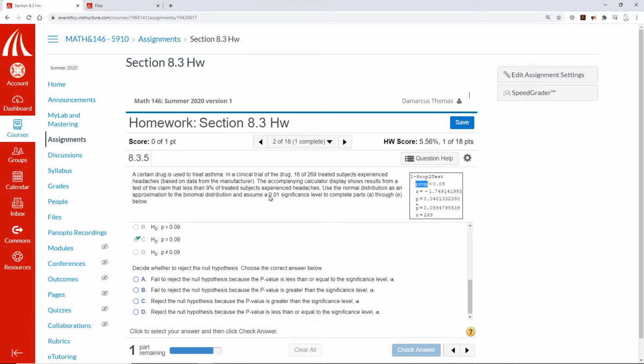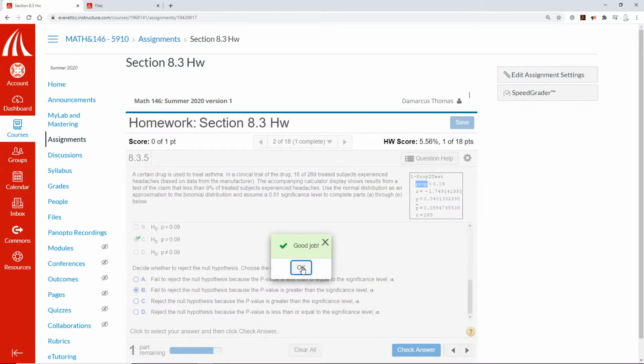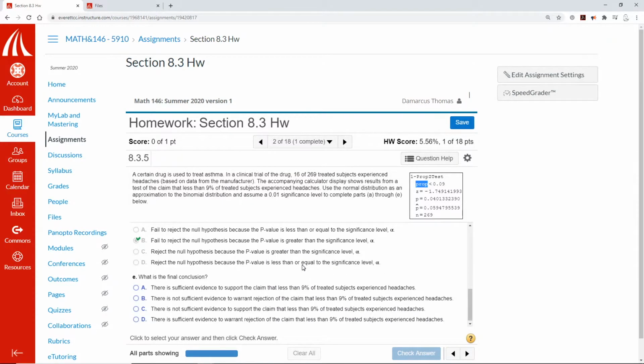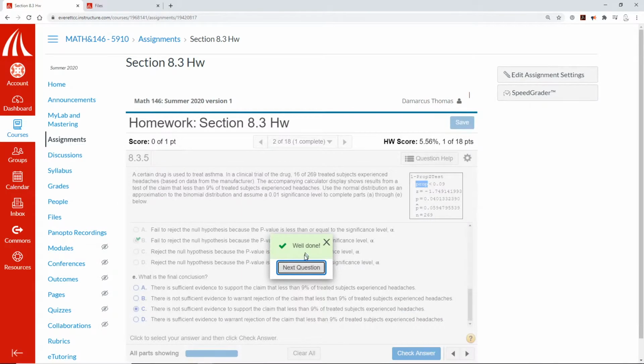It looks like the significance level is 0.01. That is not the p-value. 0.04 is not less than alpha. So we fail to reject because the p-value is greater than the significance level. These are just components that you have to get down and keep track of. What is the final conclusion? Well, there is not sufficient evidence to support the claim that less than 9% treated with headaches. The claim is the alternative in this case.